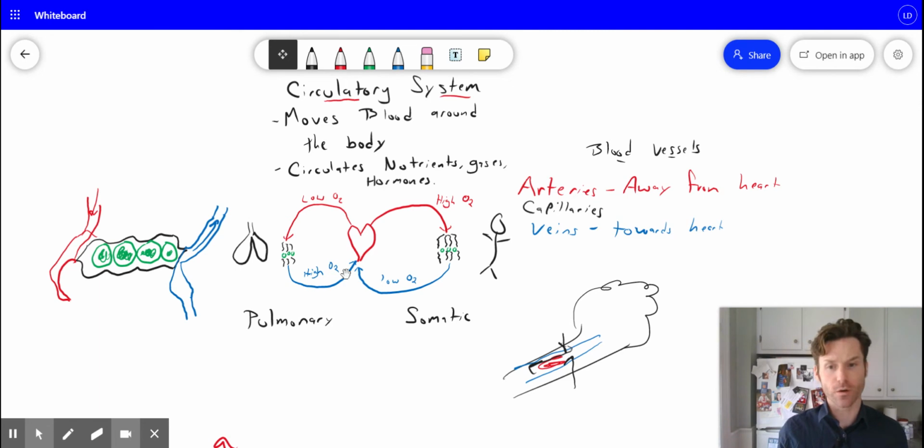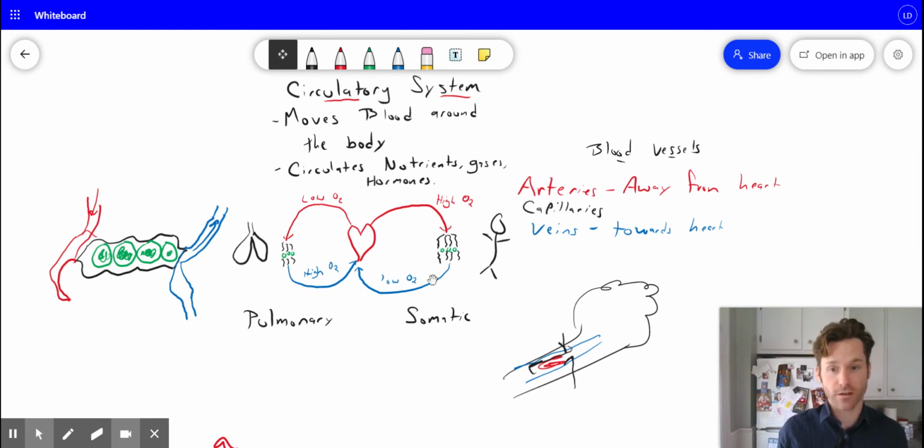The other circuit goes expressly to the lungs and only the lungs, and that is called the pulmonary circuit. So the arteries that move from the heart to the body carry oxygenated blood, and the veins that move from the body to the heart have low oxygenated blood. Alternatively, on the other side of the storyline, the arteries that move the blood from the heart to the lungs have low O2, and the veins that are bringing that blood back to the heart have high O2.